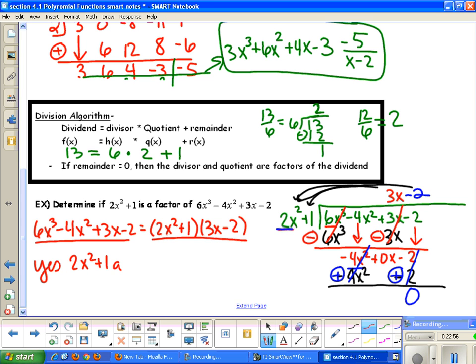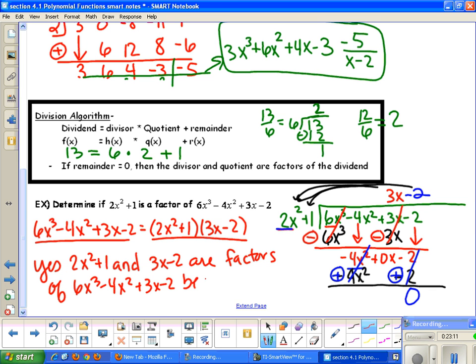2x squared plus 1 and 3x minus 2 are factors of 6x cubed minus 4x squared plus 3x minus 2 because the remainder equals 0.